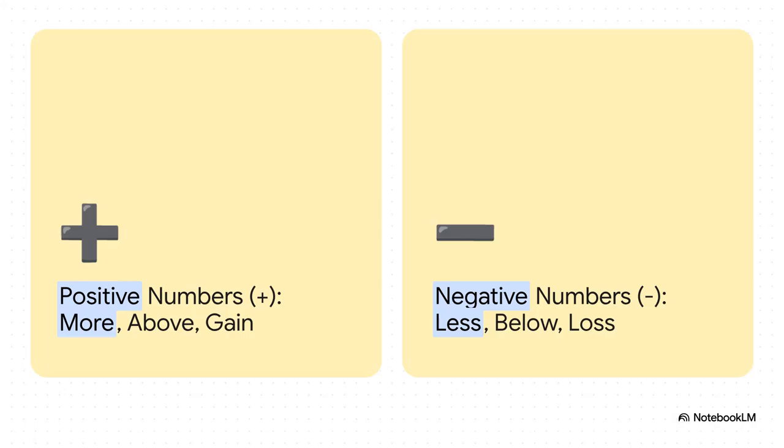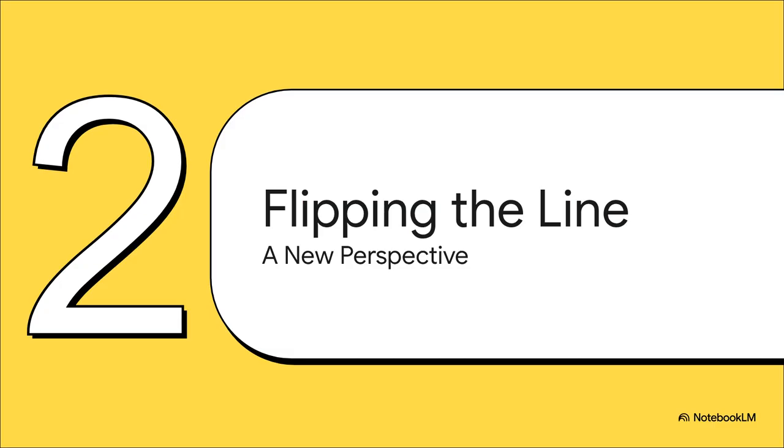So you see, we've got these two perfectly opposing ideas. More versus less, gain versus loss. Positive and negative numbers are just perfect mirror images of each other, and they're balanced perfectly on either side of our main hero, 0.